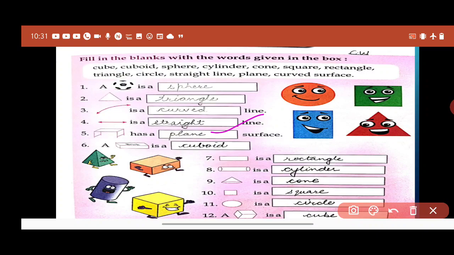Next, it is a 3D shape. Which 3D shape is it? Yes, it's a cylinder. The ninth one, it is a cone. Yes. The 10th is an example of a 2D shape, a square. All the sides of the square are equal, right? The 11th picture is of a circle, children. It's a circle. And the 12th, it's a 3D shape. Which is it? Yes, a cube. So fill in these boxes with the words given above.